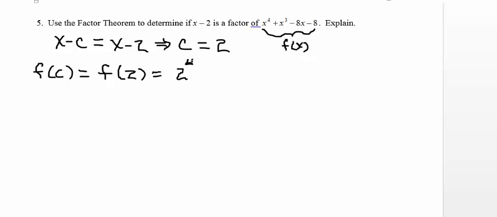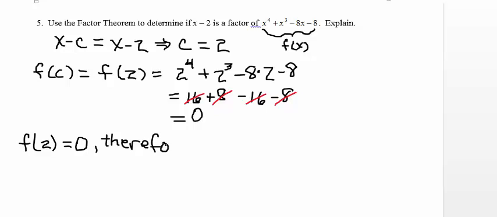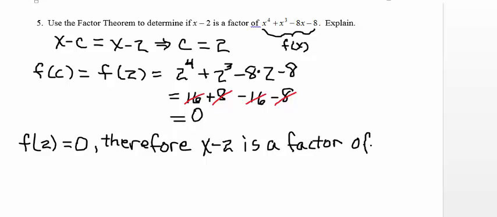and f of x is this polynomial, x to the 4th plus x cubed minus 8x minus 8. So f of 2 is 2 to the 4th plus 2 cubed minus 8 times 2 minus 8. And notice that this result is 0. So f of 2 is 0. So the factor theorem tells me x minus 2 is a factor of f of x.